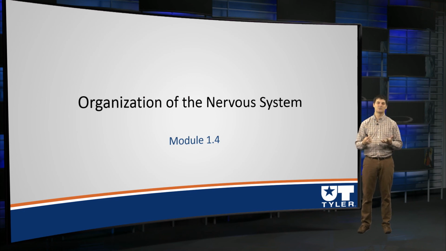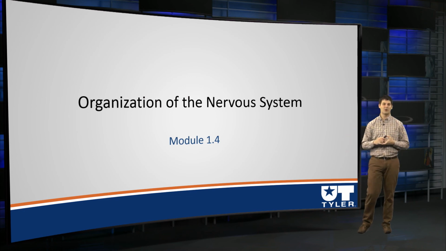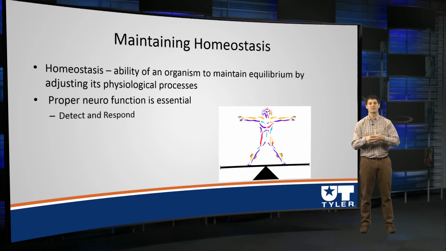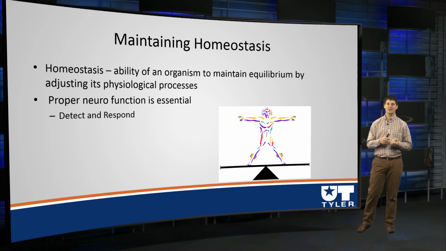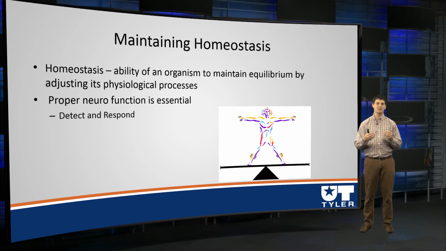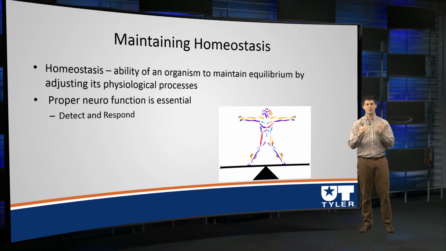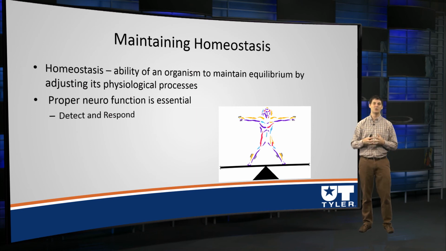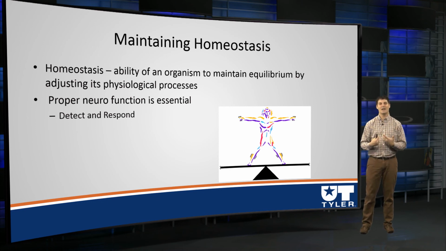So that's the organization and structure of the nervous system, which is going to do all of our control of a lot of things. One of the primary responsibilities of the nervous system is to maintain homeostasis. This is the ability that an organism has to maintain equilibrium, or essentially keep all functions leveling, hovering in a normal position. It can do this by adjusting to any physiological process. So the idea is the ability to detect changes and respond in an appropriate manner. It's essential that we have proper neuromuscular function in order to be able to do that.